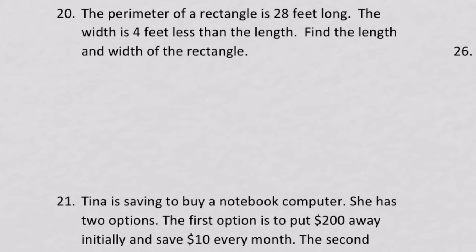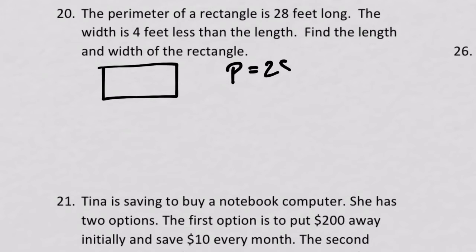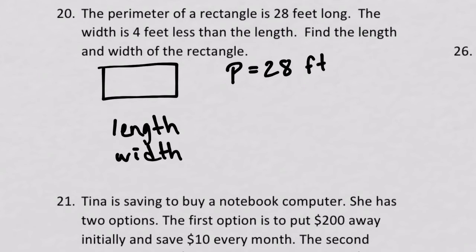Okay, here we go. Number 20. The perimeter of a rectangle is 28 feet long. The width is 4 feet less than the length. Find the length and the width of the rectangle. Alright, so that's a lot of information there. I'm going to draw a rectangle in order to solve this. I know that the perimeter, they tell me, is 28 feet. Also, I know that the width is 4 feet less than the length. So you know what I'm going to do? I'm going to write the words length and width, just like I do for the other problems where I compare people's names and stuff. So length and width. The width is 4 feet less than the length.